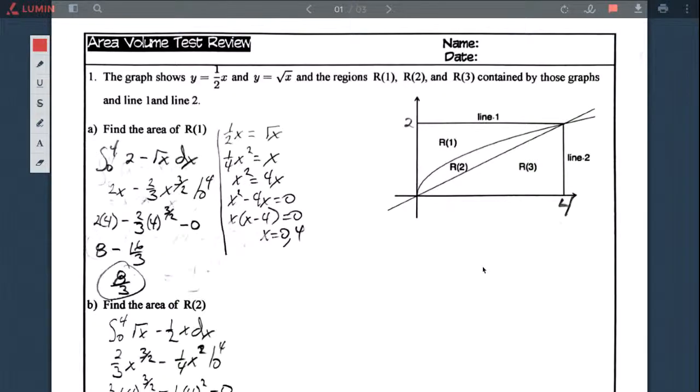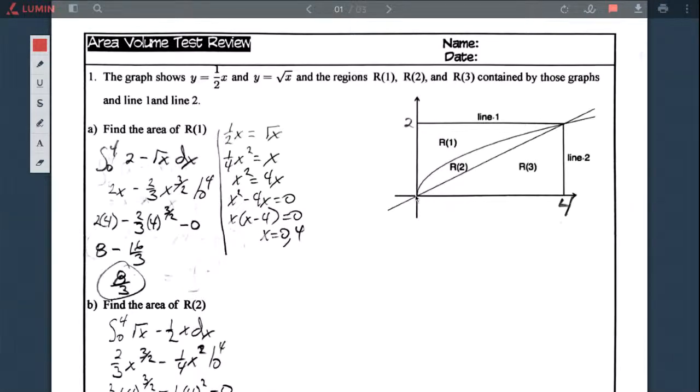All right, we're looking at the answers to the area volume test review. Number one, the graph shows y equals 1 half x and y equals the square root of x, and regions R1, R2, and R3 contained by those graphs, and line 1 and line 2. Find the area of R1. So R1 is right here. We need to find the area.